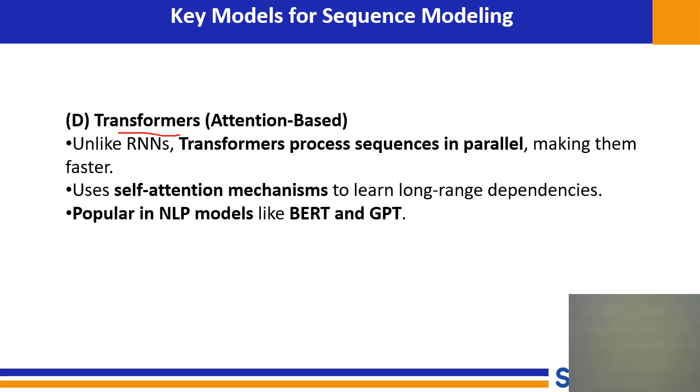And then the last model is the transformer, or attention based. Unlike RNNs, transformers process sequences in parallel, making them faster. It uses a self-attention mechanism to learn long-range dependencies. It is popular in NLP models like BERT and GPT.